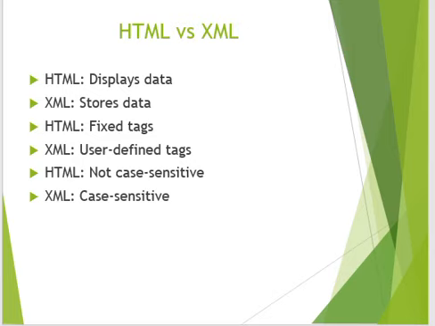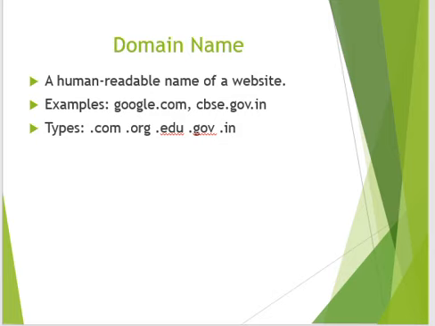Another important difference is that XML is case sensitive, whereas HTML is generally not. Next one is domain name. Imagine if your website had to be remembered by its IP address such as 142.250.183.46. That would be extremely difficult.